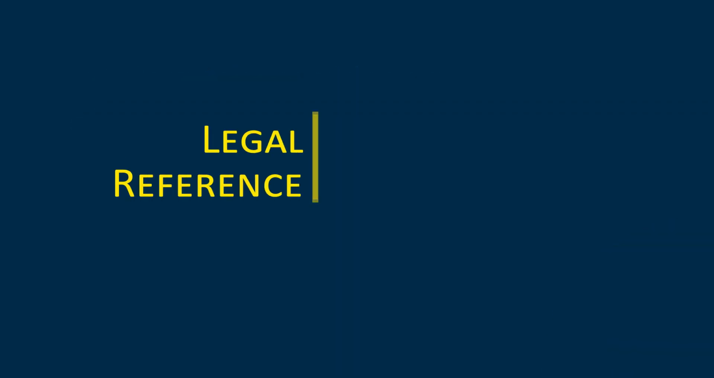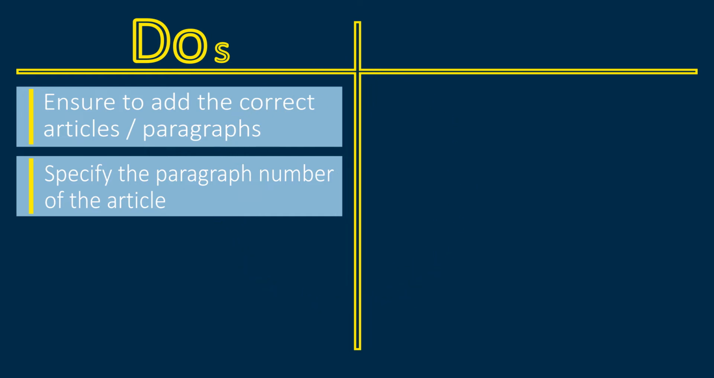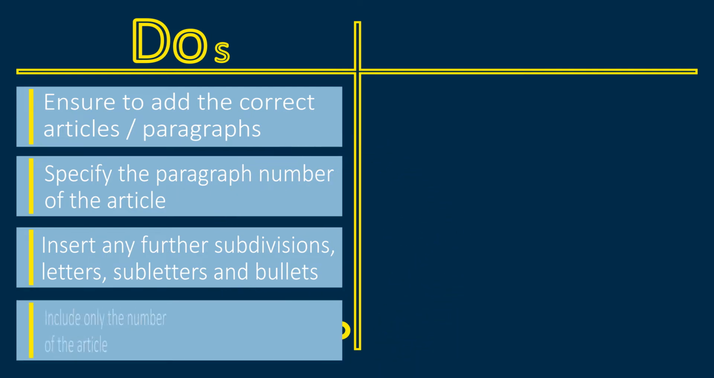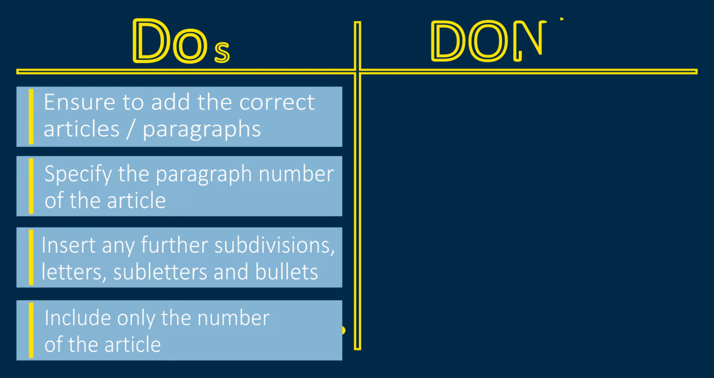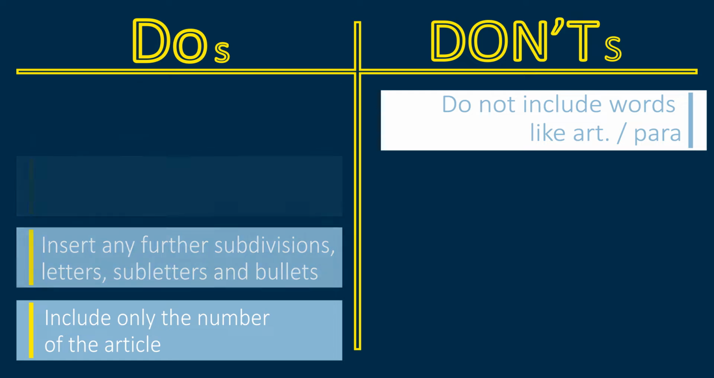Let's start with the legal reference field. Here, the submitter should ensure to add the correct articles and paragraphs. Specify the paragraph number of the article. Insert any further subdivisions, letters, subletters, and bullets. Include only the number of the article. Please do not include words like art or para.